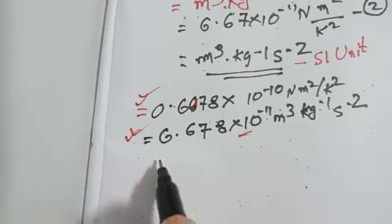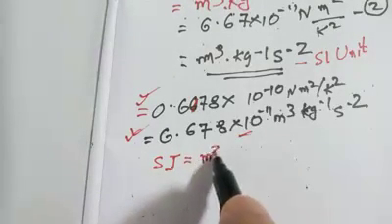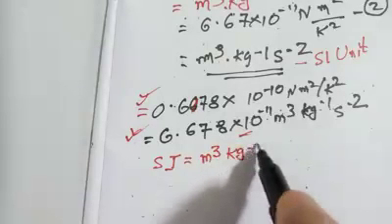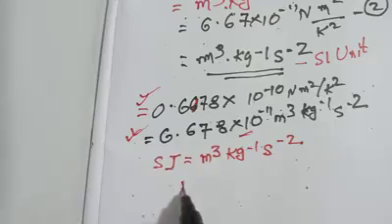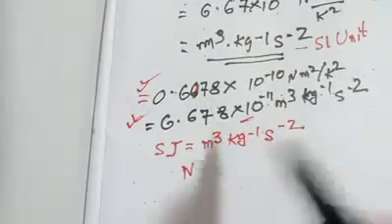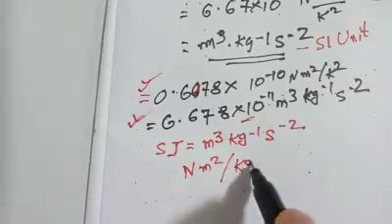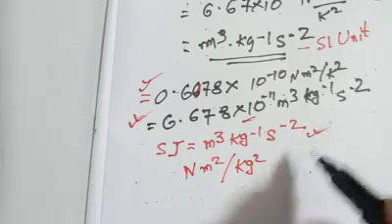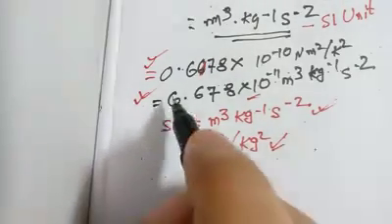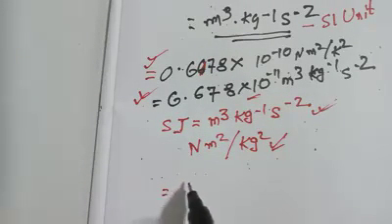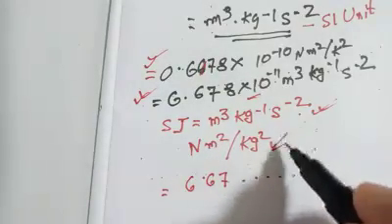So remember that in the SI unit, we can write it as meter cube, kg minus 1 and s minus 2. And we can also write it as Newton meter squared per kilogram squared. This is also right, this is also right. So we have finally arrived at the conclusion. It is 6.67 and the units can be either this or that.